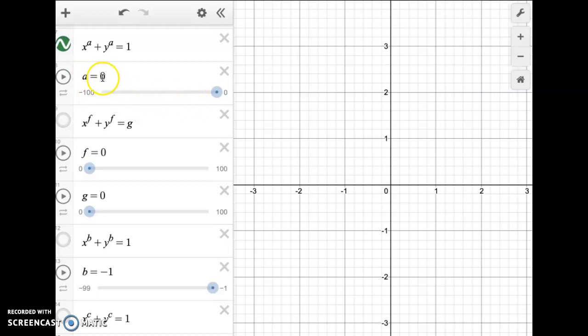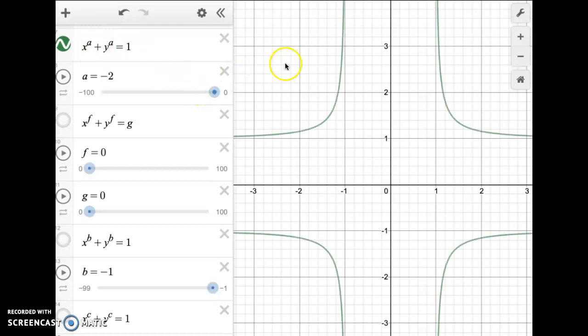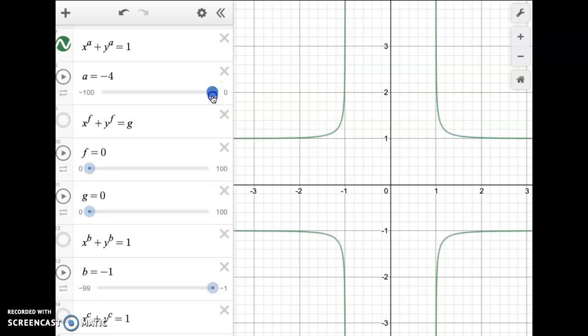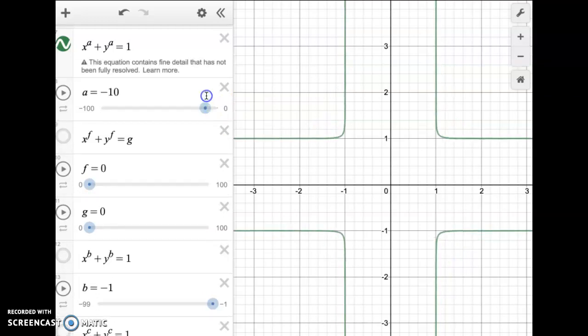Again, we see that the 0 still holds, that nothing is going to happen when we have the 0 exponent. But just moving it to -2, we get this new cross-like shape that we have going on here. And the further we move our exponent away from 0, we see that it is just slowly approaching those points that we saw in the previous video: 1, -1; -1, -1; 1, -1; and 1, 1.